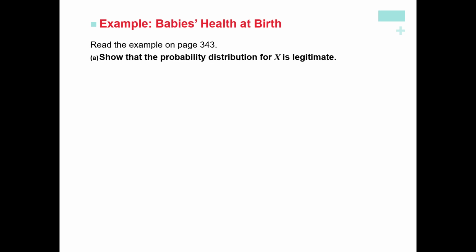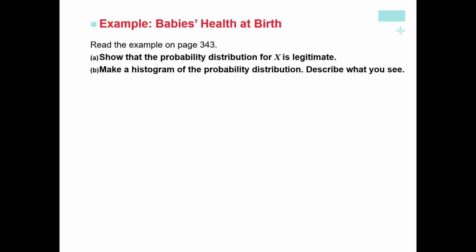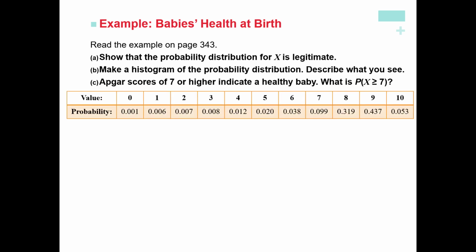We don't have the example on page 343. Okay, here's what we're looking at. These are our values for what's called APGAR scores. And what we need to do is first just show that the probability distribution for X is legitimate.